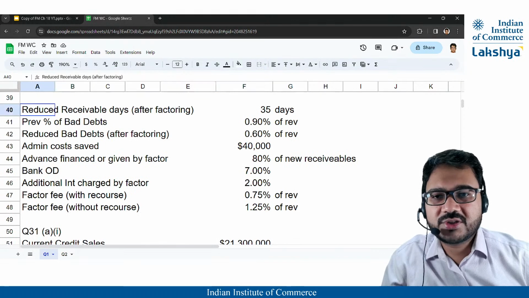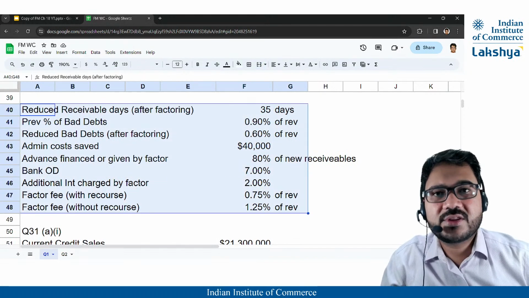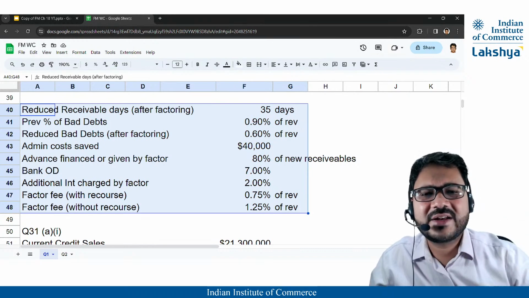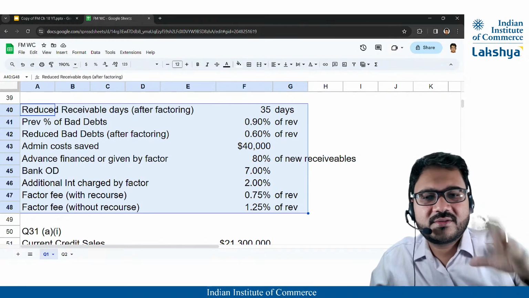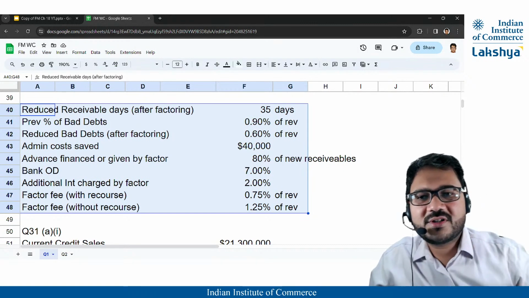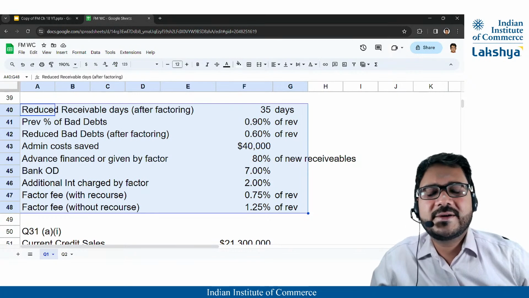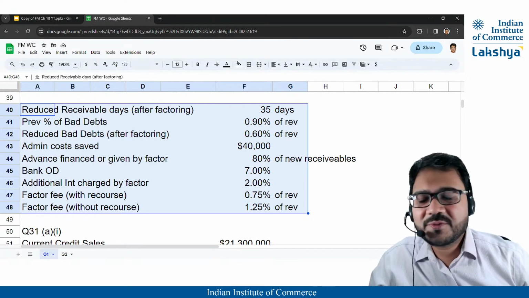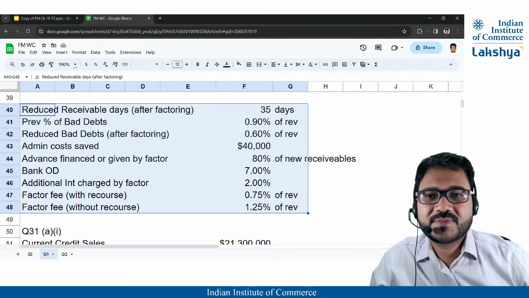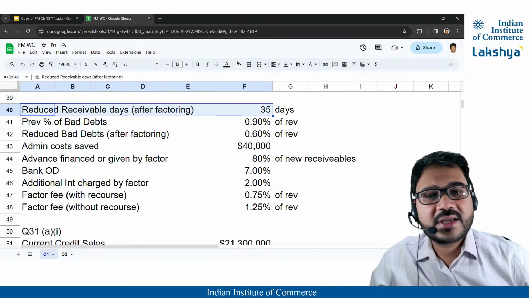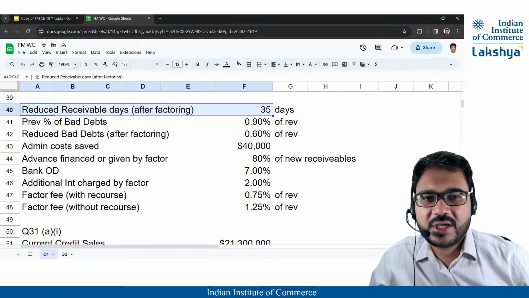All this information, so now you have the financial summary with you over here. Whatever you need, you can easily cell reference it. It is like a snapshot, just very easy, and it makes your answering process very simple, right? So now you can quickly see what all we have. We have receivable days after factoring, but before factoring, we do not have the receivable days.